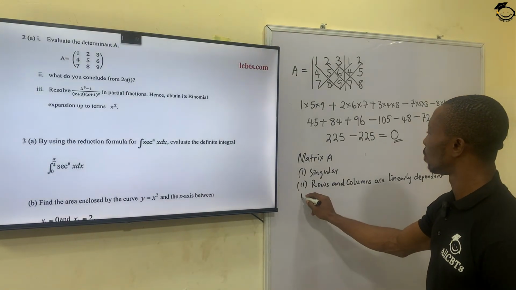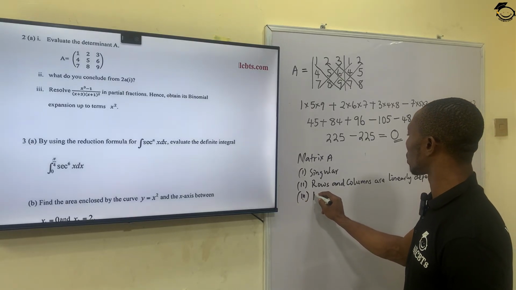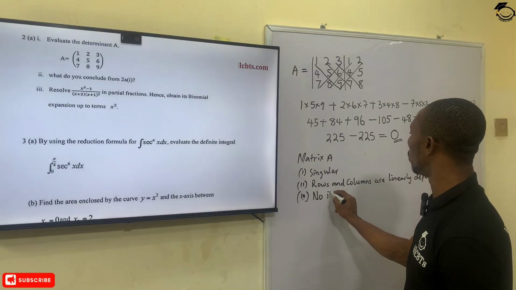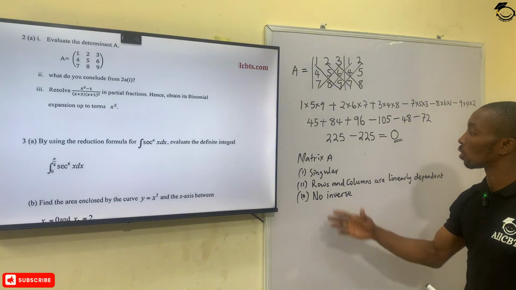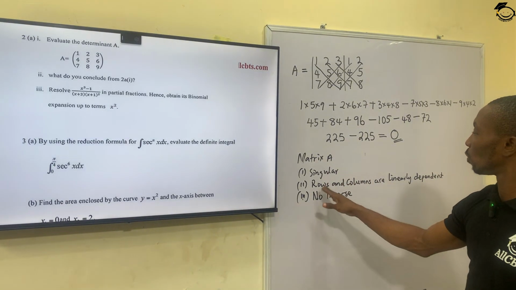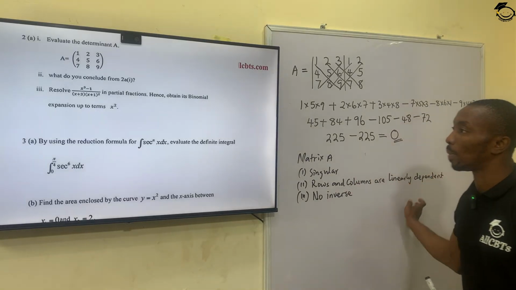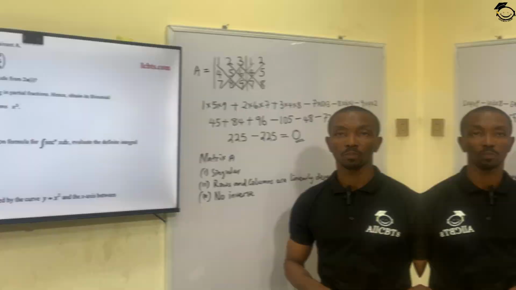And 3, we can say that the matrix has no inverse. No inverse. All right. So from here, we can conclude that our matrix A is a singular matrix. Now, the rows and columns are linearly dependent, and the matrix has no inverse.